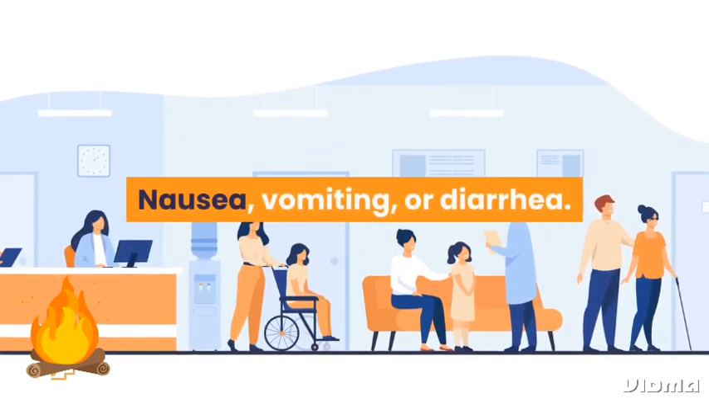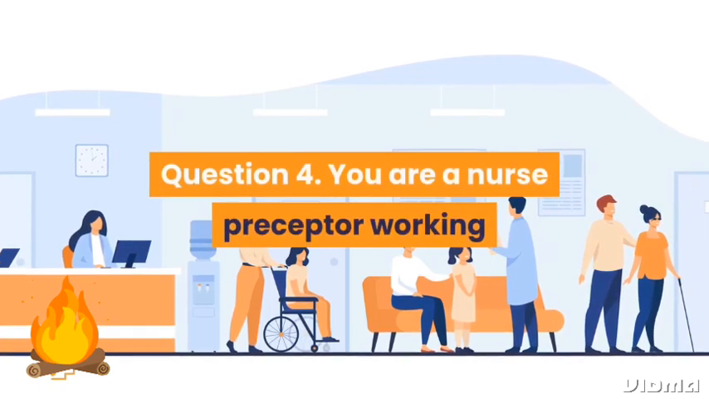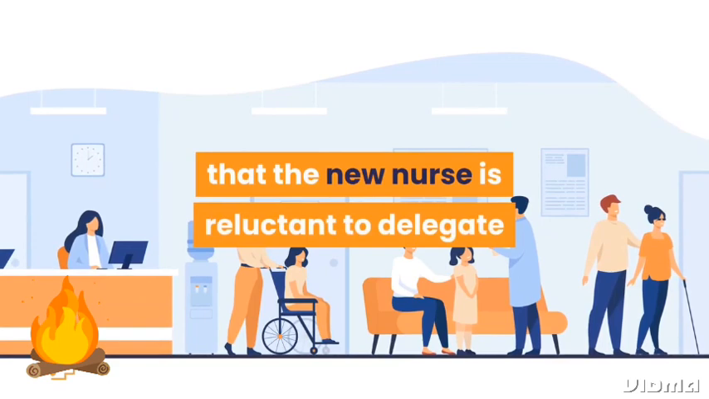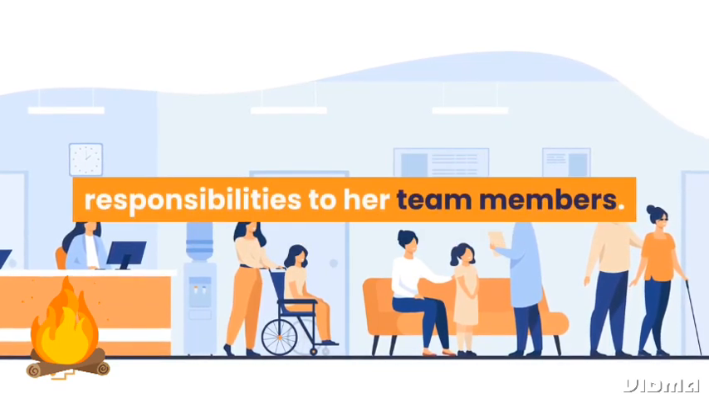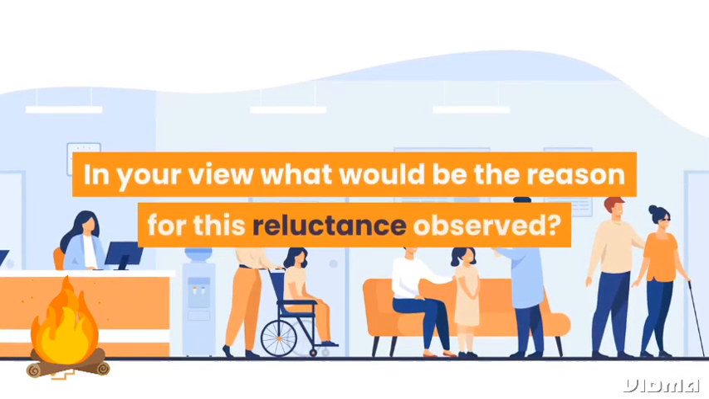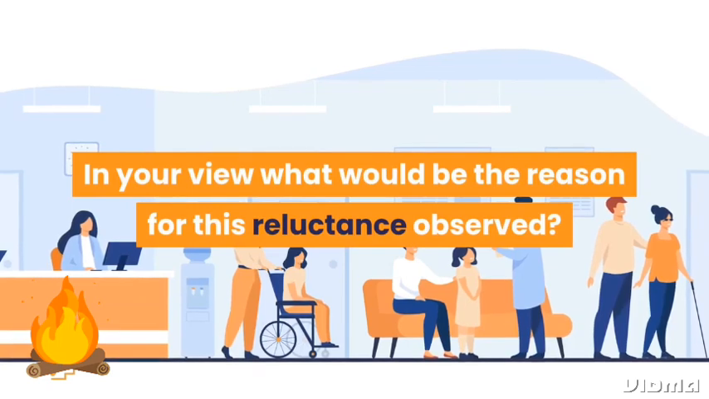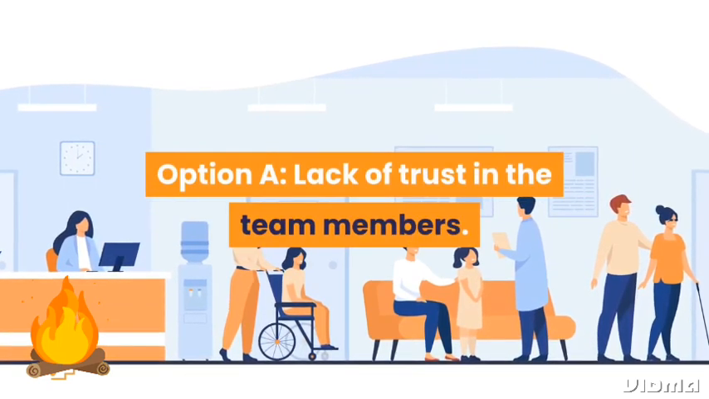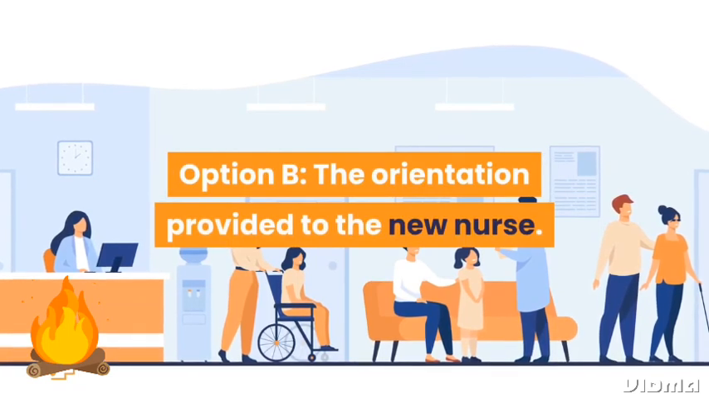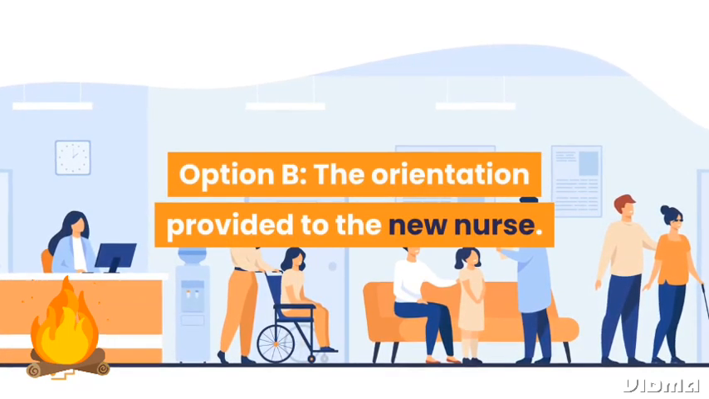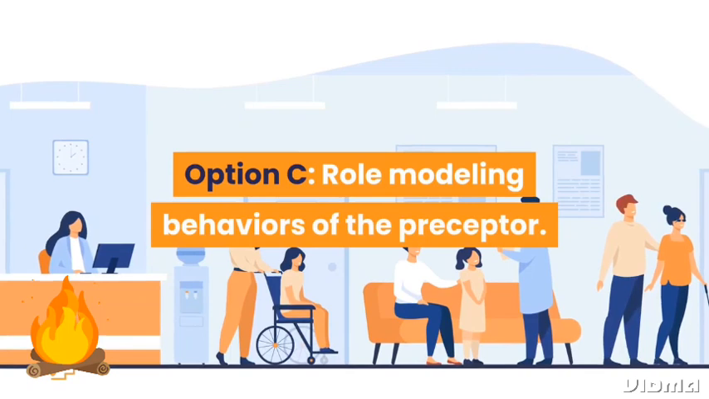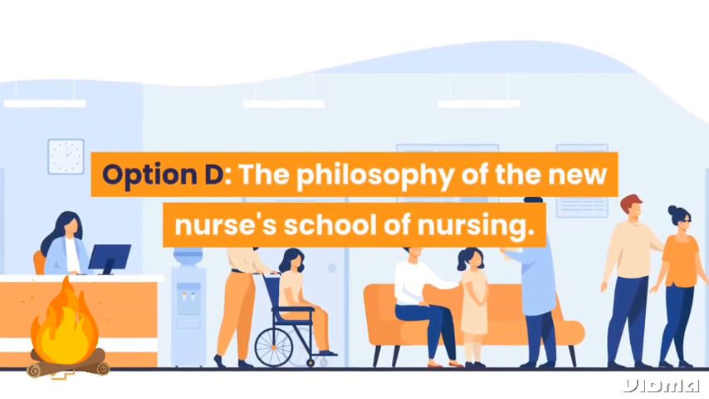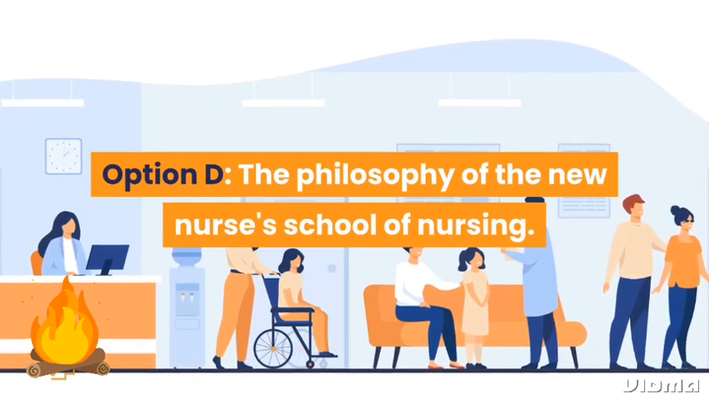Question 4. You are a nurse preceptor working with one of the new nurses and observe that the new nurse is reluctant to delegate responsibilities to her team members. In your view, what would be the reason for this reluctance? Option A, lack of trust in the team members. Option B, the orientation provided to the new nurse. Option C, role modeling behaviors of the preceptor. Option D, the philosophy of the new nurse's school of nursing.